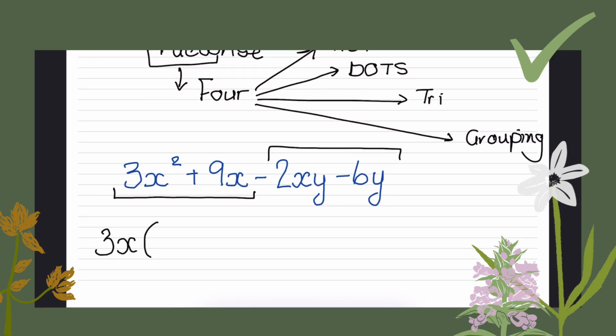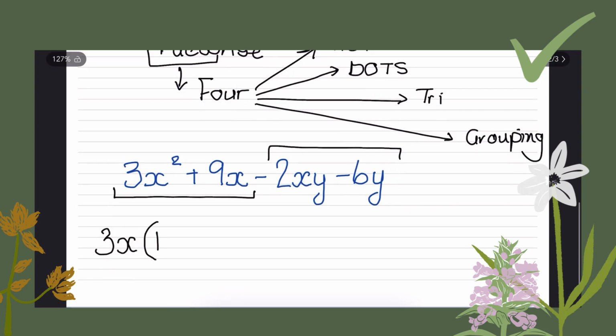Now I'm going to open the bracket and I'm going to remove 3x from 3x squared. So 3 divided by 3 is 1. X squared divided by x would be x. 9 divided by 3 would give me 3. X divided by x would just give me that. Then we have a negative and a negative.